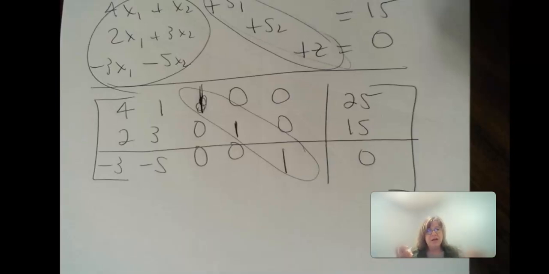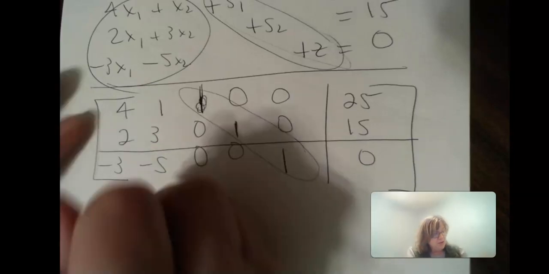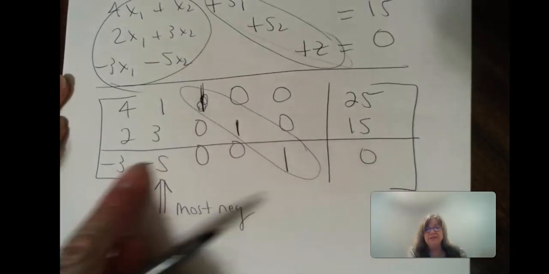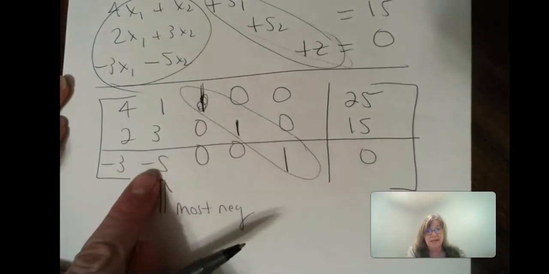Okay. All right. How do you know where to pivot? You look for the most negative number in the bottom row. So in this case, the most negative number in the bottom row is a negative 5. Then you do your ratios.